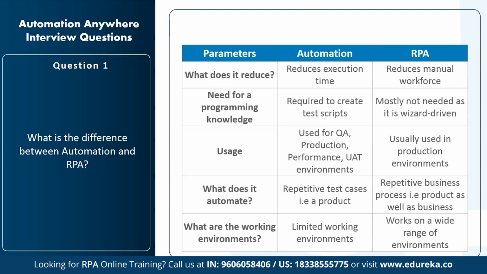To summarize, automation reduces execution time. Programming knowledge is required to create test scripts. It's mainly used for quality analysis, production performance, user acceptance test environments, and automates repetitive test cases, that is basically a product, and is used in limited working environments. RPA reduces manual workforce. Programming knowledge is not much needed as it's wizard driven. It's mostly used in production environments. It automates repetitive business processes, that is the products as well as business, and works on a wide range of environments. So these were the differences between automation and RPA.